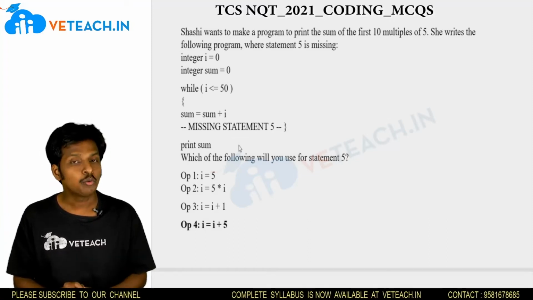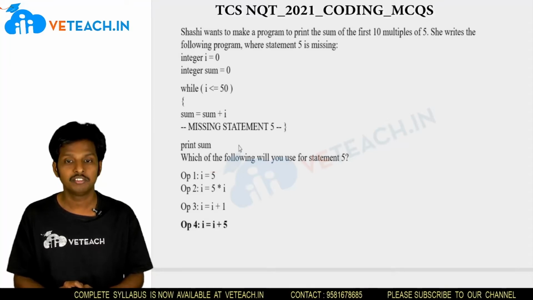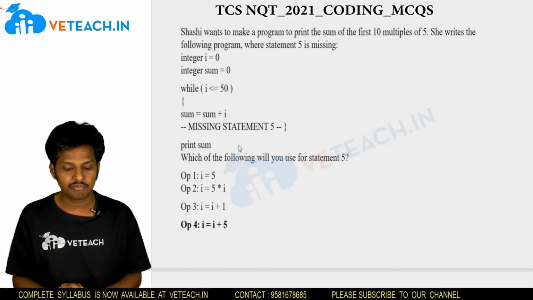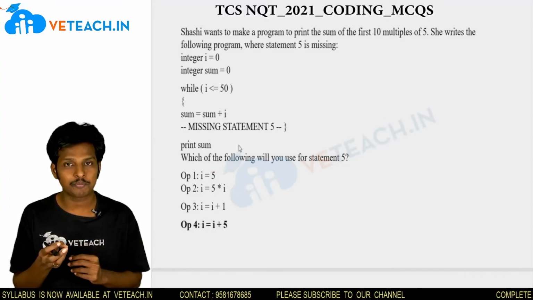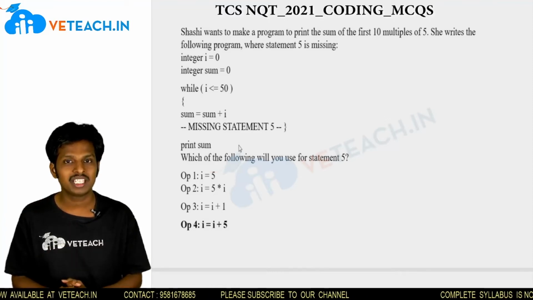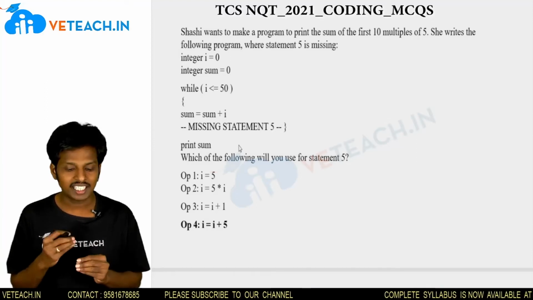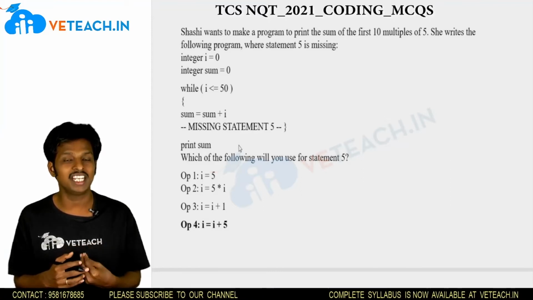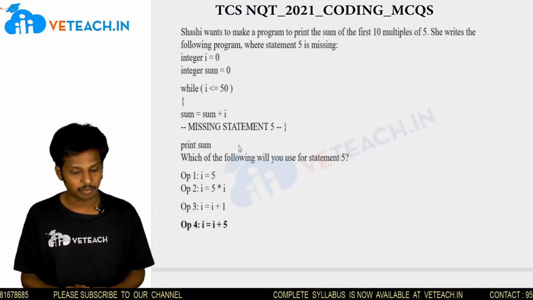Let's see that. Shashi wants to make a program to print the sum of the first 10 multiples of 5. She writes the following program where statement 5 is missing. What is the meaning of this? Shashi wants to write a program for printing the first 10 multiples of 5. That means 5 into 1 to 5 into 10 has to be calculated. While writing the program, there was a statement missing. Now what we need to do is identify which statement is suitable for the missing statement.